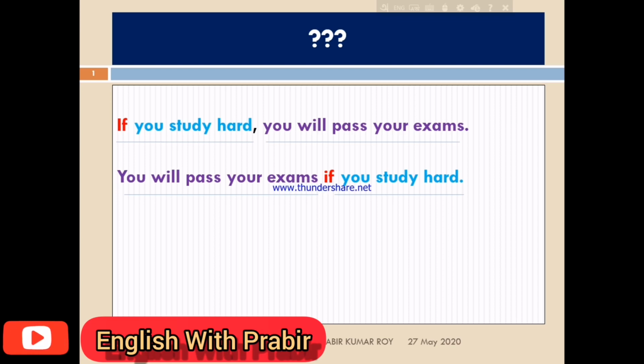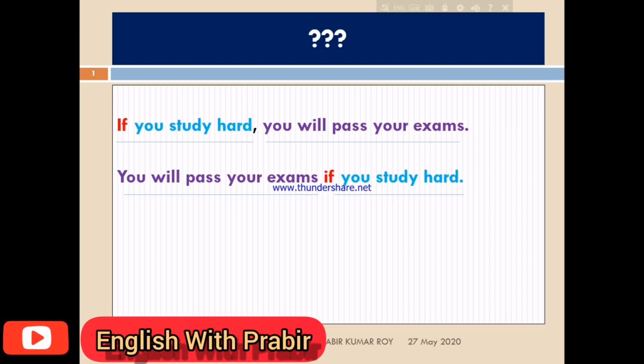Before going to conditional sentences, let us know what a condition is. A condition is a premise upon which the fulfillment of an agreement depends. In a condition, there is an agreement: if you do this, I will do that. There is a condition and there is a result. If you look at the first sentence, if you study hard, you will pass your exam. Here the if clause is the condition. If you study hard, this is the condition. And the principal clause, you will pass your exams, this is the result.